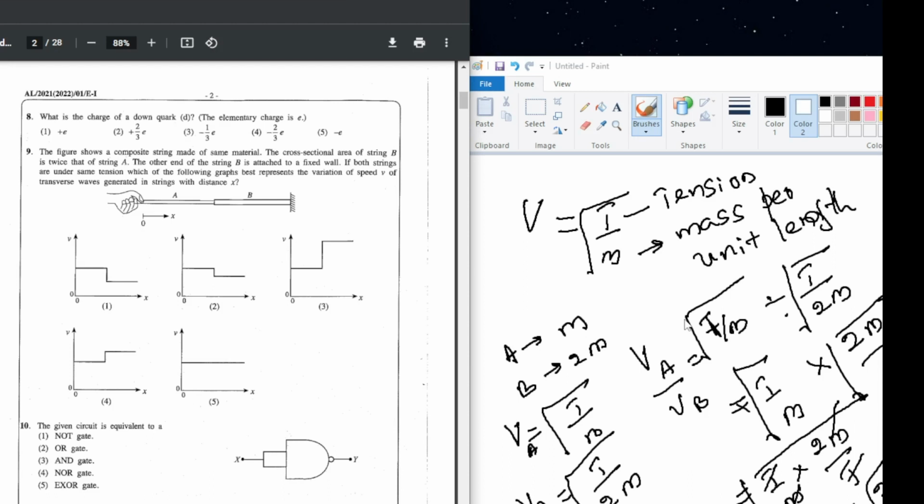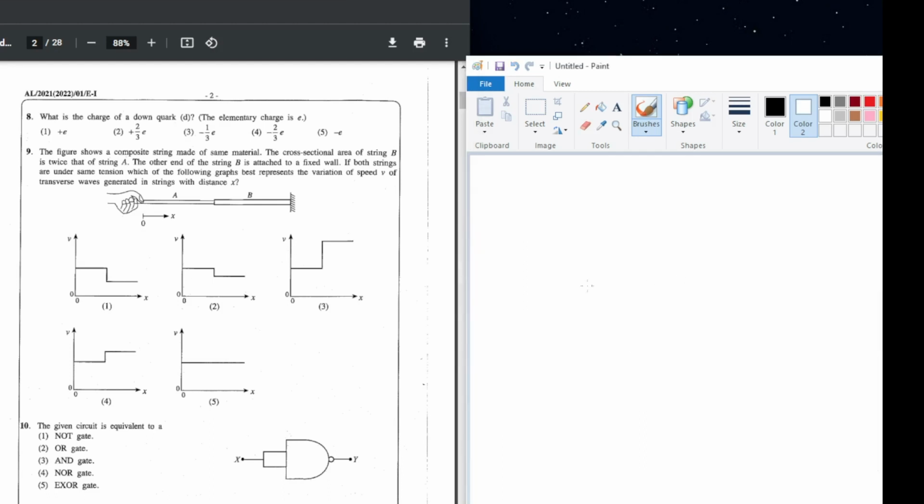Question number 10. The given circuit is equivalent to a NOT gate. So nothing to think about that. It is from the theory, it's a NOT gate.